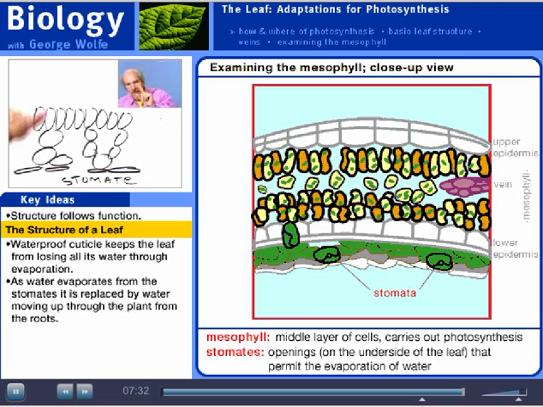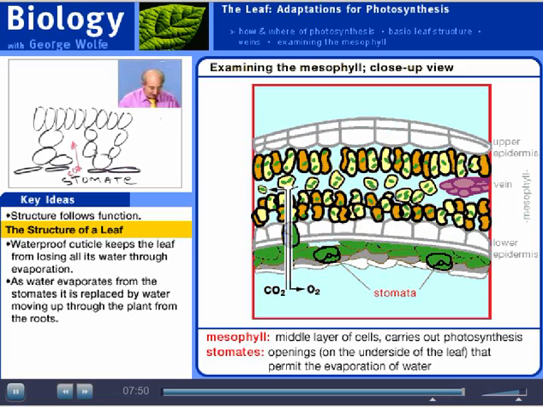Well, guess what? Stomates aren't just for water evaporation. CO2 can go in there. So that is a way for a plant to get the CO2 of photosynthesis. Structure follows function. Oxygen can diffuse in and out through here. You see, structure follows function.